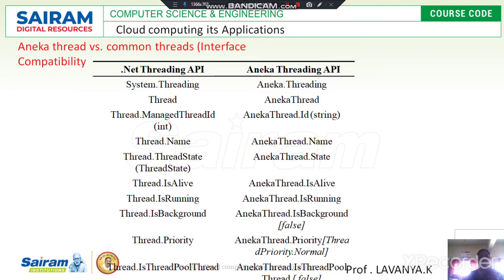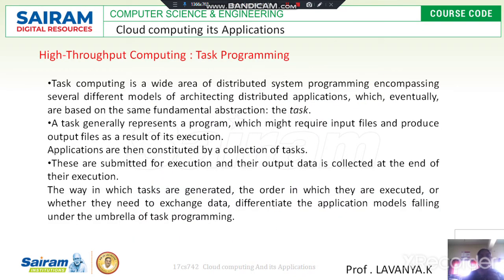Then I'll move on to task computing. In task computing programming, each task identifies one or more operations that can produce different output and can be isolated in a single logical unit.